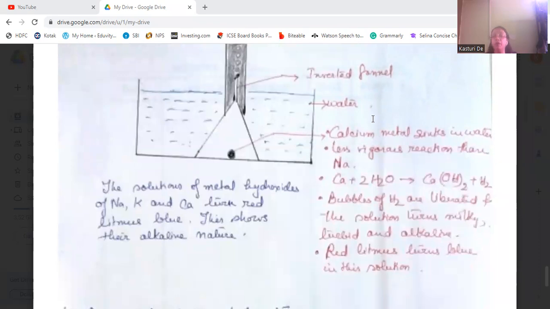milky, turbid and alkaline. And if we put some red litmus solution into the solution, it will turn blue. In all the cases, sodium, potassium and calcium, the red litmus will turn blue, because this proves that a base has been formed after this reaction. And this alkaline nature can be proved from this red litmus test.